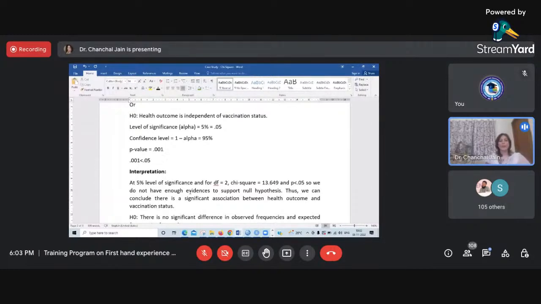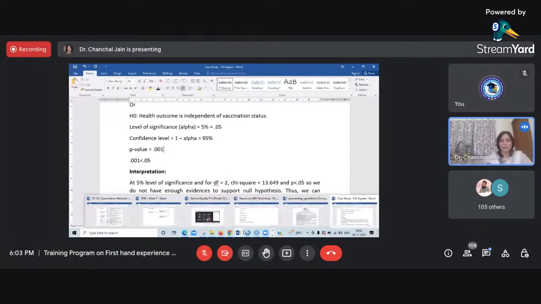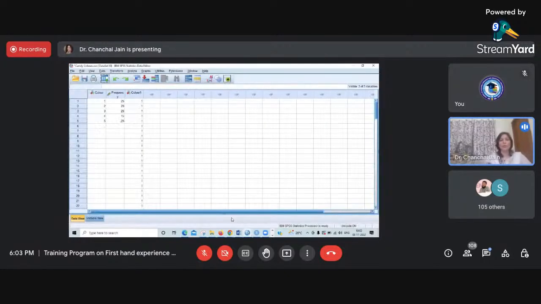Okay. So I think I can move to the next test now. One more file, the .sav type file, which is the SPSS file, I have shared with you. This is the candy colors file. Are you getting it or not? I think I forgot whether I shared it or not.